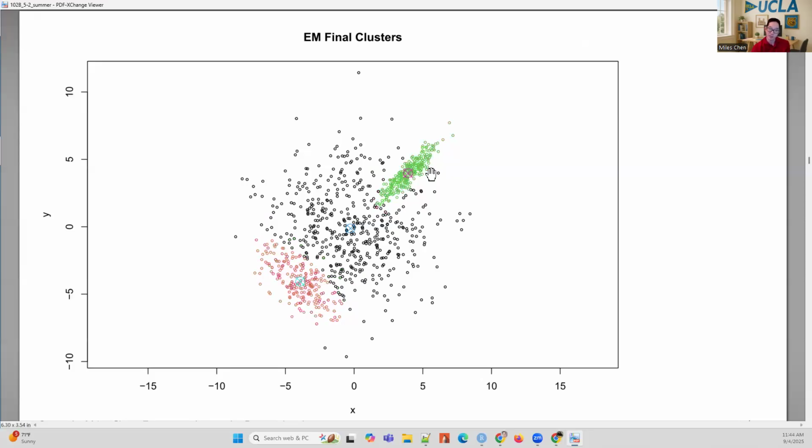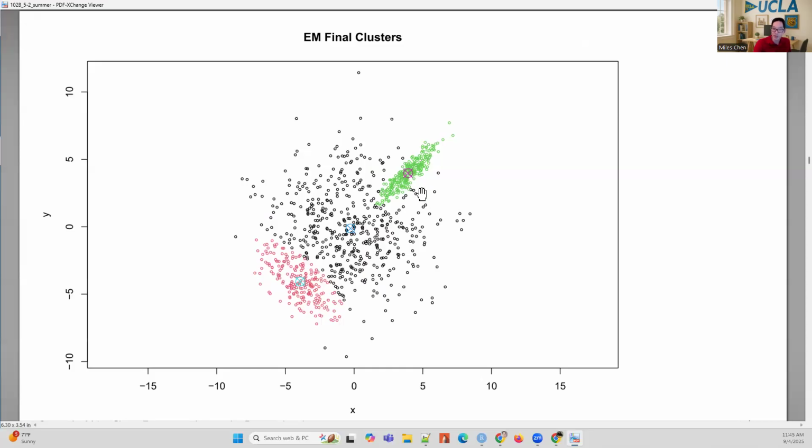And so that's the EM algorithm. It is able to take into account basically different amounts of variance, where k-means clustering is not able to do that. K-means clustering is always going to say points get assigned to the nearest centroid. So if you just say, hey, these are my three centroids, a point located right here would get assigned to the green cluster.